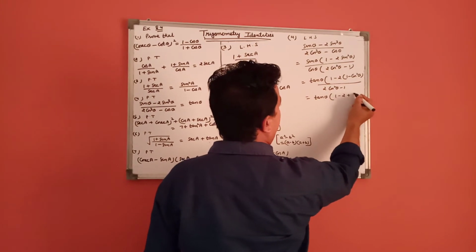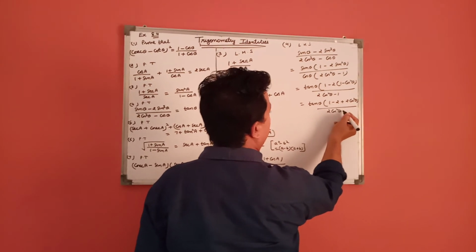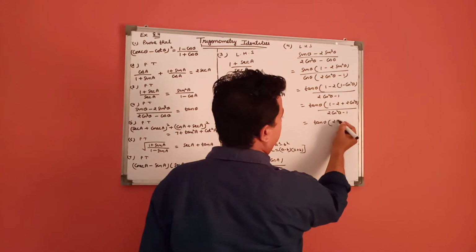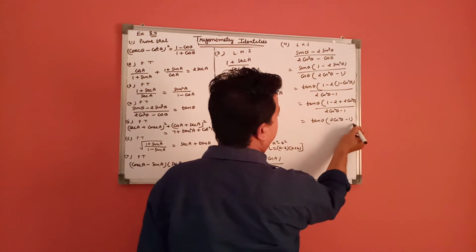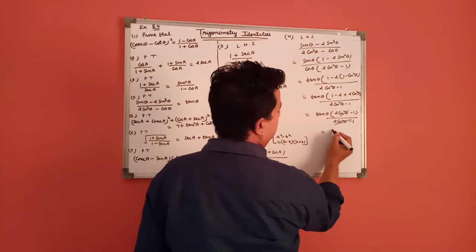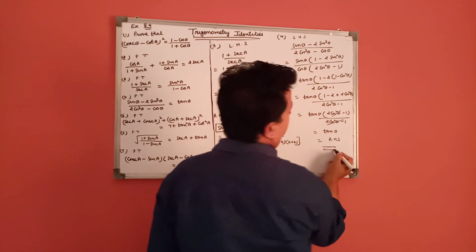So this equation becomes tan theta times 1 minus 2 plus 2 cos square theta over 2 cos square theta minus 1. This is tan theta. This becomes 2 cos square theta minus 1, and this is 2 cos square theta minus 1. This cancels out. This is tan theta, which is the right hand side of the equation.